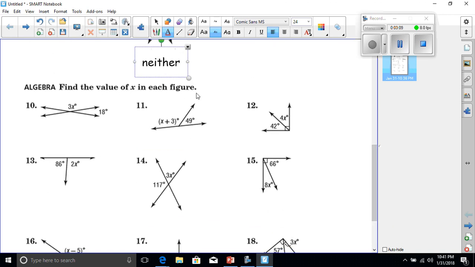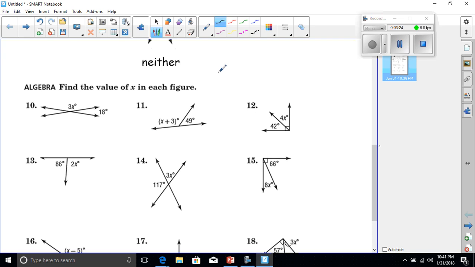Find the value of x in each figure. Find the value of x. Well, now we start getting a little bit harder. To find the value of x, I have to remember my rules about supplementary and complementary angles. Supplementary angles are two angles that equal 180. And complementary angles are two angles that equal 90. Supplementaries are straight lines, and 90-degree angles are perpendicular, a line being perpendicular, 90 degrees, to another line.